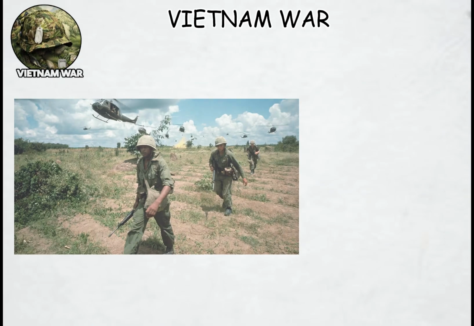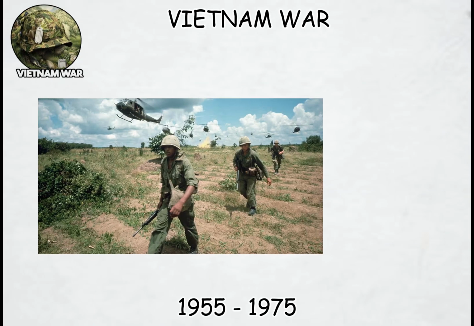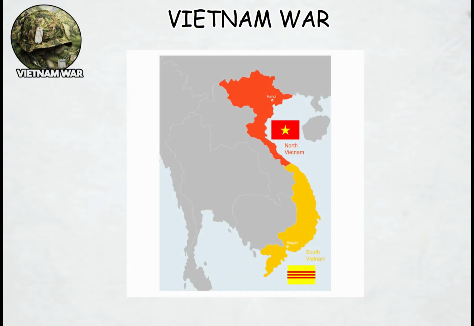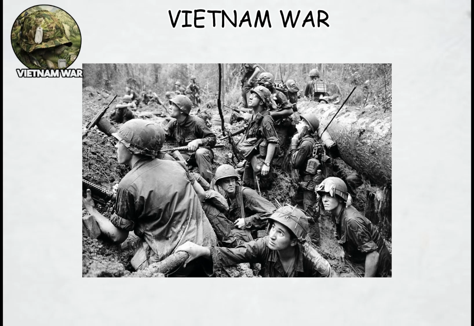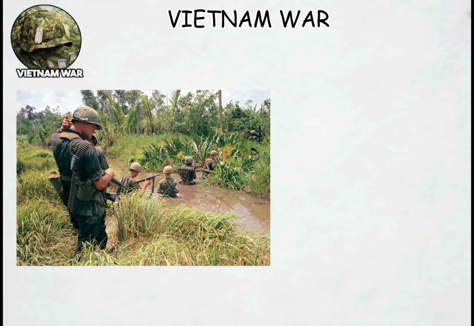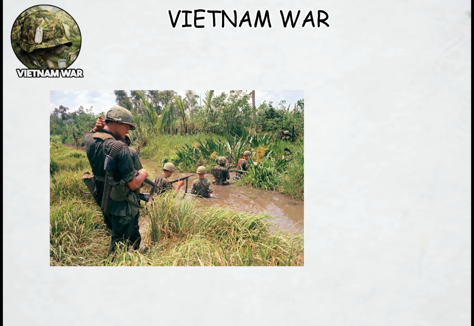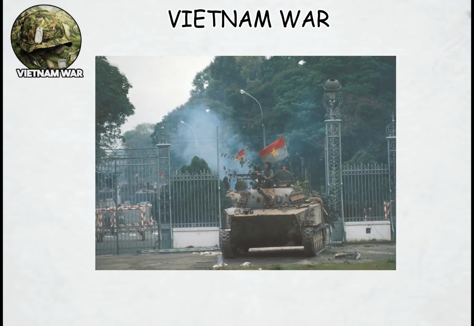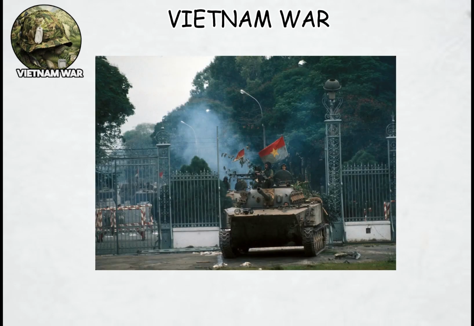Vietnam War. The Vietnam War lasted until 1975 and involved communist North Vietnam fighting against South Vietnam, which was supported by the United States and its allies. Much of the fighting took place in jungles and relied heavily on guerrilla warfare. The war became highly controversial in the United States and eventually ended when North Vietnamese forces captured Saigon.